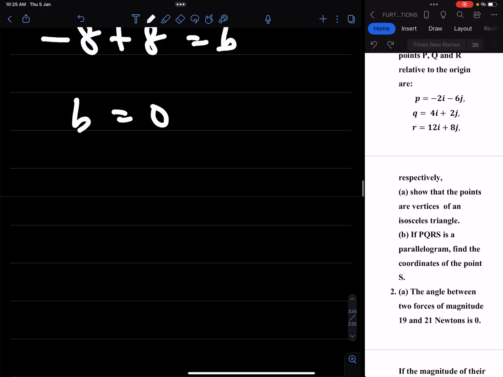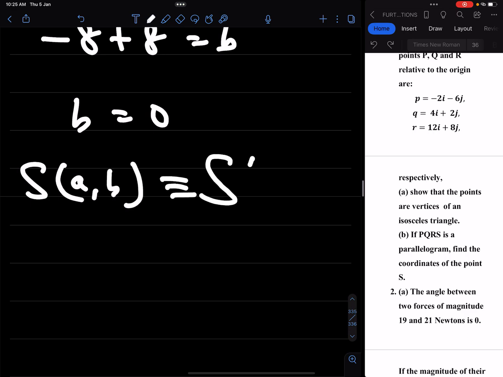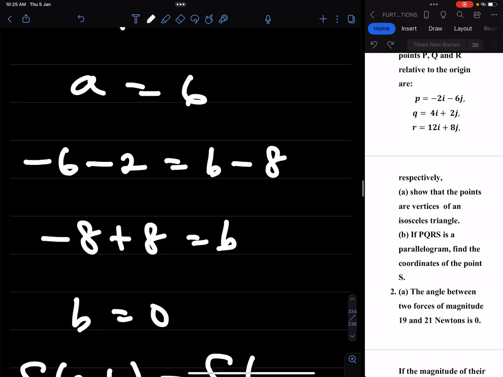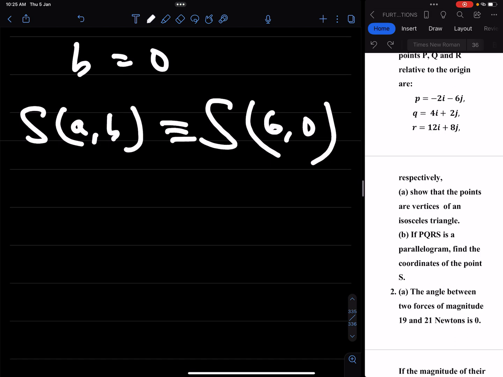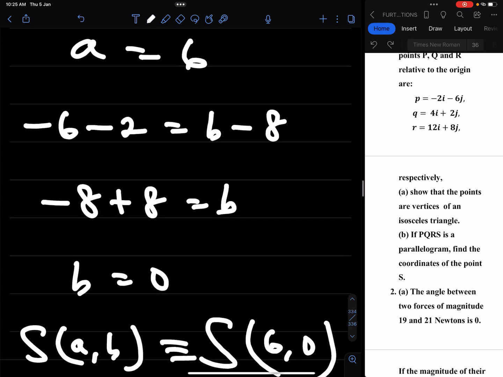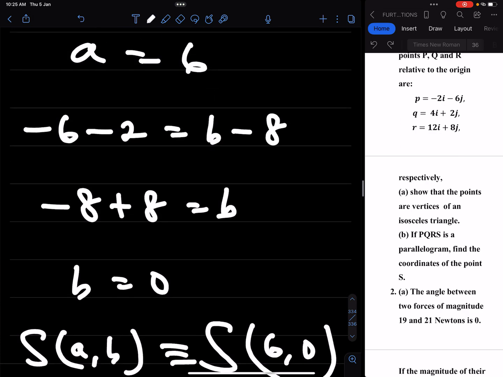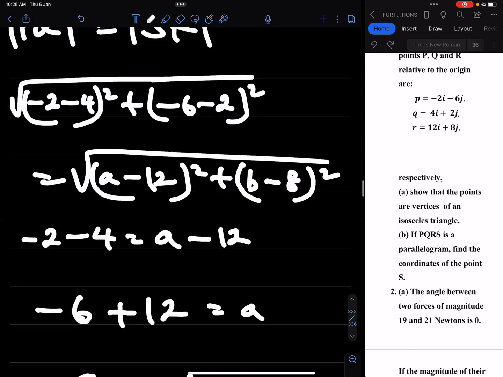So that therefore means that the coordinates of S are 6, 0. Yes, those are the coordinates of S. And that's it, very, very simply.